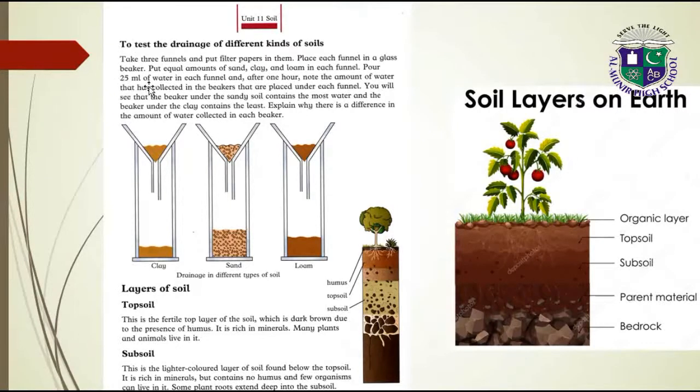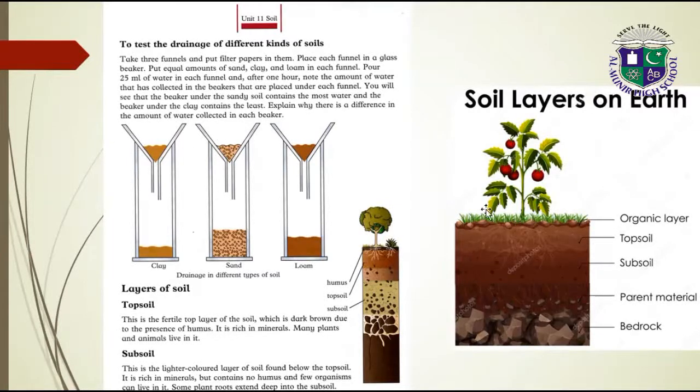Pour 25 milliliters of water in each funnel. आपने कितना पानी इसमें डालना है? 25 milliliters of water. After 1 hour, what will you observe? Note the amount of water that has collected in the beakers that are placed under each funnel. You will see that the beaker under the sandy soil contains the most water and the beaker under the clay contains the least. Explain why there is a difference. Because all these soils are of different types.